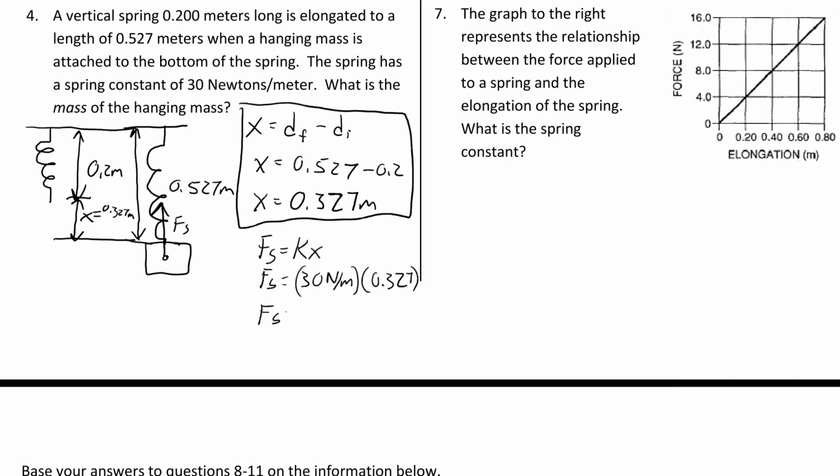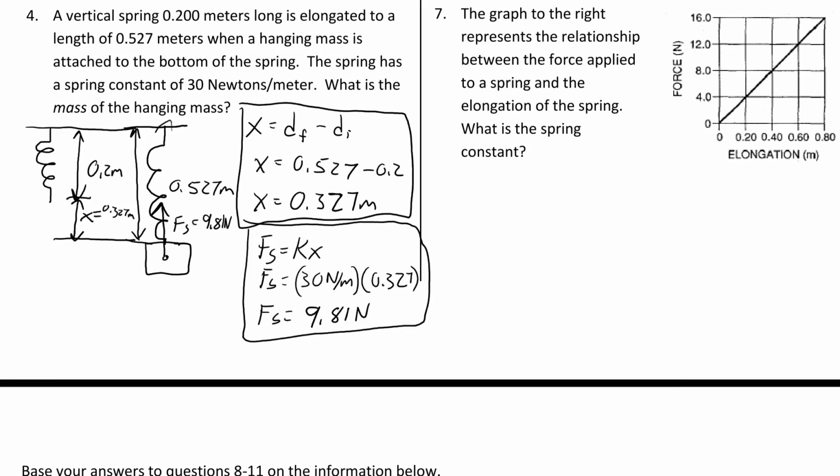So Fs, the force exerted by the spring, is 9.81 newtons. That should look familiar. Anyway, okay, so this is equal to 9.81 newtons. Now, that's not what they asked for, though. This is just the second step in a three-step problem. They asked for the mass of the hanging mass.